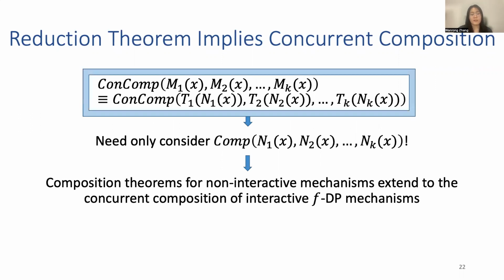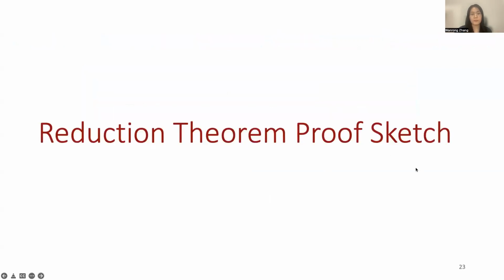I want to emphasize that the first step is where all the hard work is. And the main idea of our proof strategy is that even though the definition of differential privacy requires us to consider all neighboring datasets, when we analyze the composition property, it is sufficient to consider a fixed pair of neighboring datasets, and you just have to analyze this one canonical non-interactive mechanism. And next, I'll talk about the proof sketch of our reduction theorem.